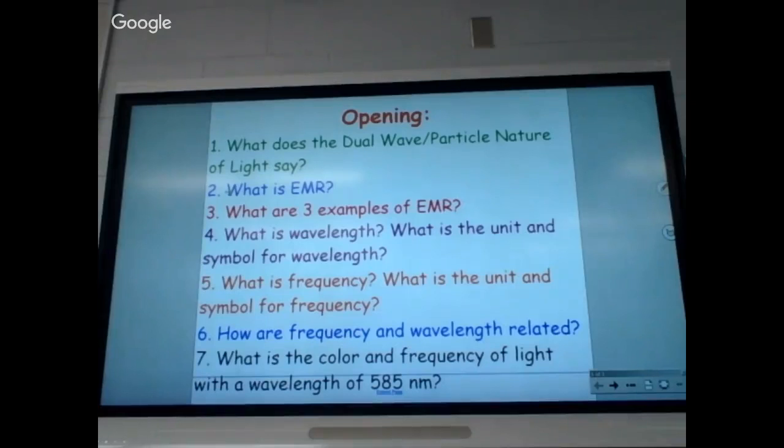What's the unit for a wavelength? Meters and nanometers. You could have said meters or nanometers. And what's the symbol? It looks like a stick. What's its name? Lambda.